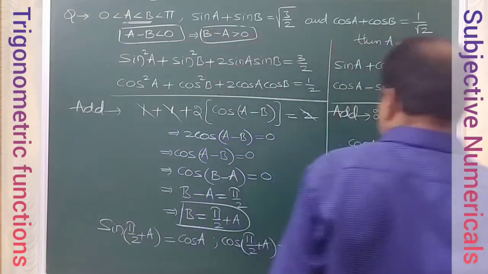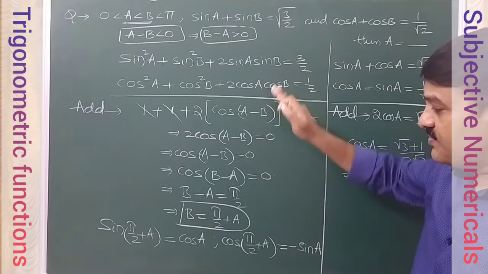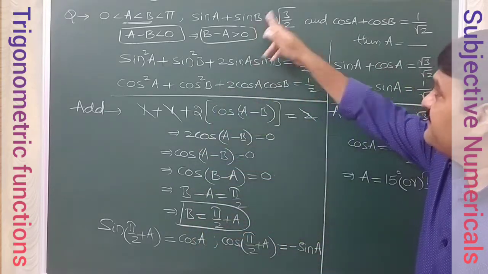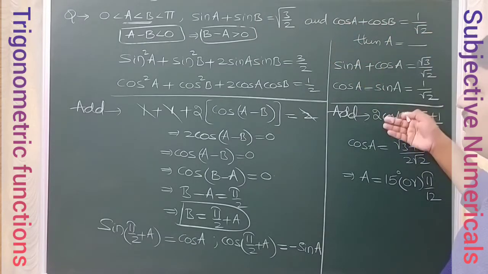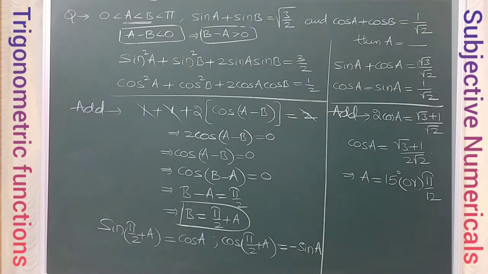We just solved the given equations, that's all. Squaring and adding we did, so we got the relation between A and B. Next we eliminated B from these two equations. Solving, we got angle A. Okay, so let us move to the next question now.